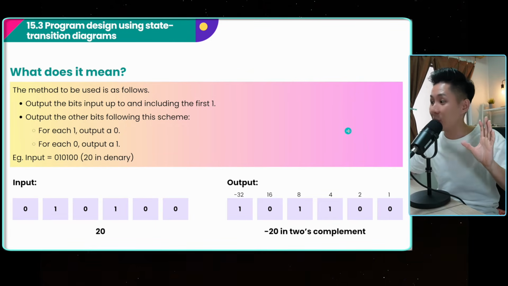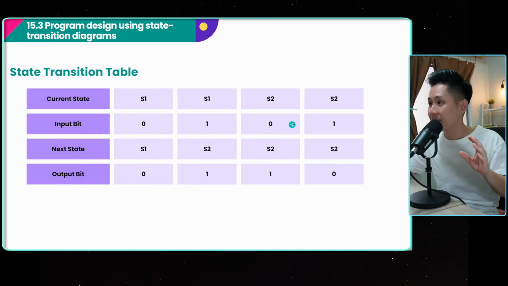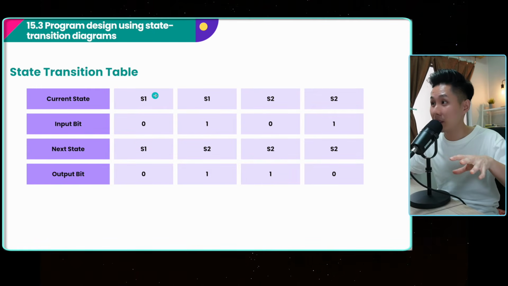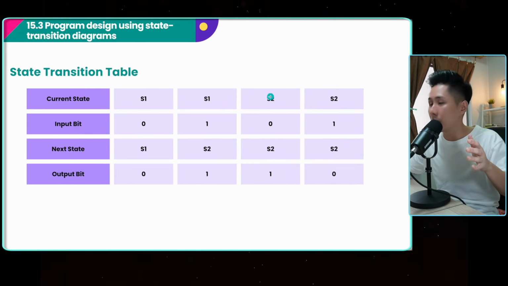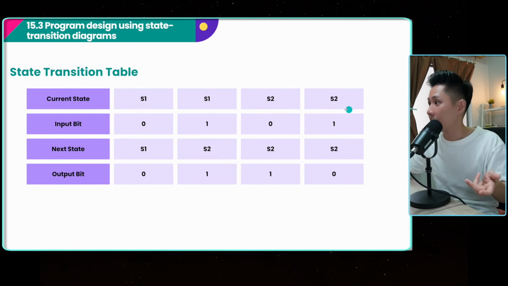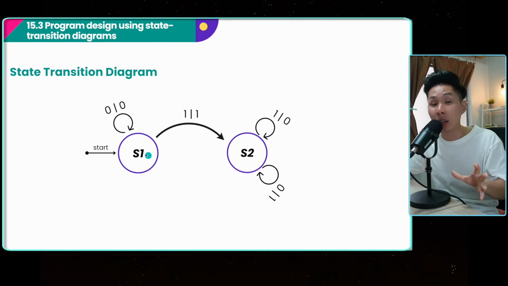But our goal is that we want to draw a state transition diagram. So to do that, we first need to draw the state transition table. So S1 is the state where you output whatever the user inputs. And state 2 is when you output inversely what the user inputs. So I want to show you in this diagram, it will be a lot clearer.